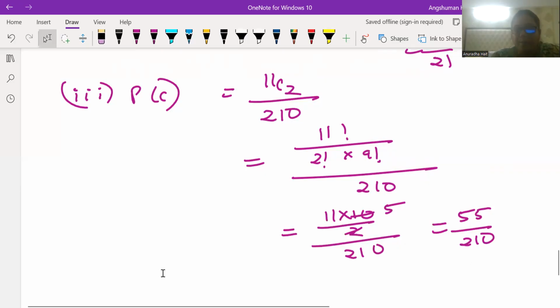So these are some basic problems where we are using the mathematical definition of probability, and the formula is probability of the event equal to m by n.